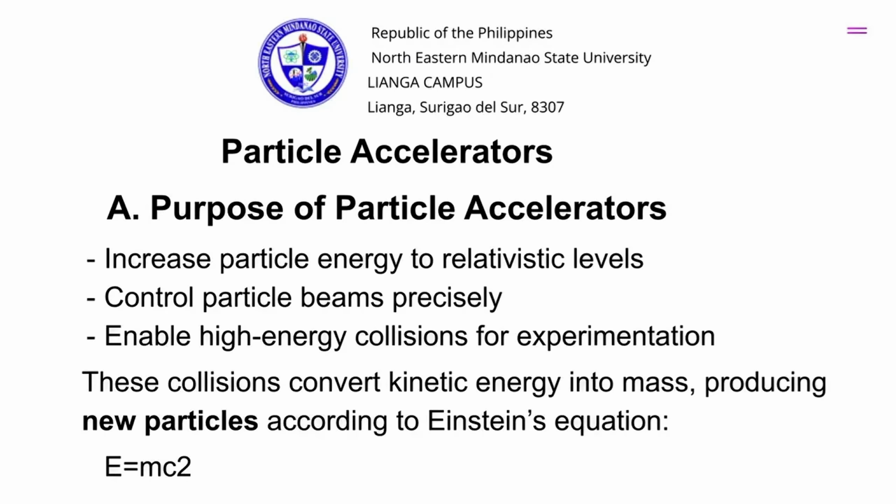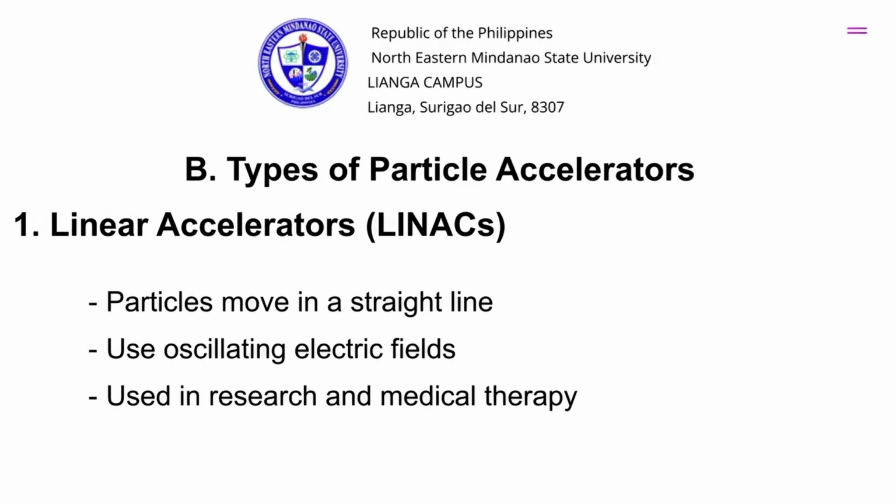We have here the purpose of particle accelerators. Particle accelerators are designed to increase particle energy to relativistic levels, control particle beams precisely, and enable high-energy collisions for experimentation. These collisions convert kinetic energy into mass, producing new particles according to Einstein's equation, E equals mc squared.